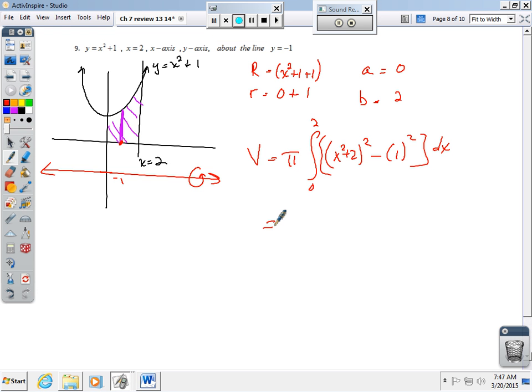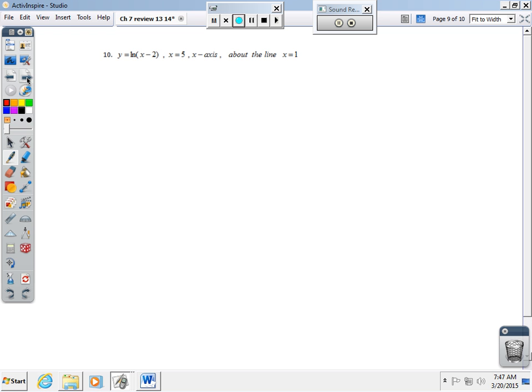And I believe that volume is going to be 72.466 units cubed. Just check that one. Make sure you get that. I kind of did that one. I didn't have the answer on my answer key, so I just did that one real quickly on a calculator. So hopefully that's correct. Okay, and then number 10. I'm just going to put 2 on this video.